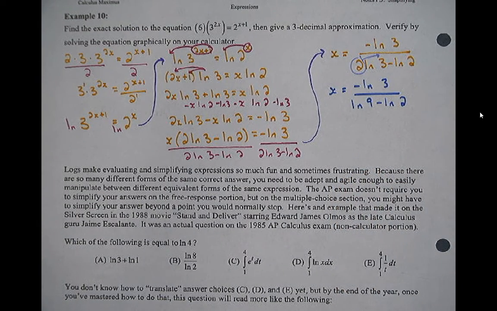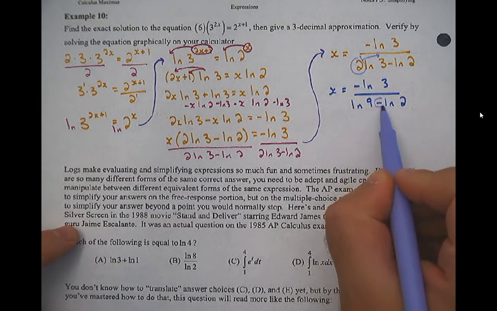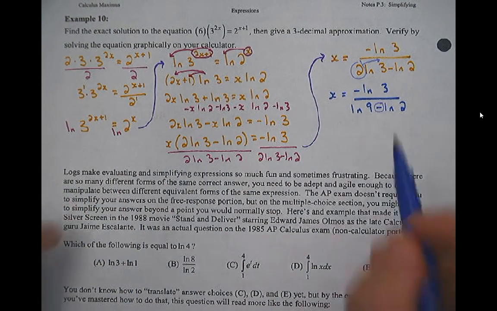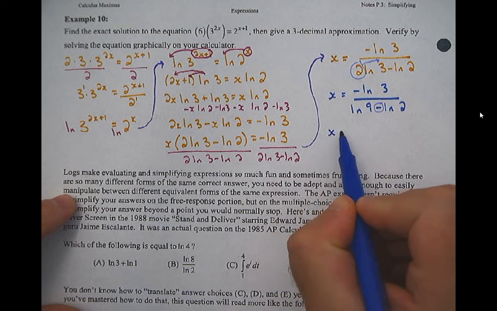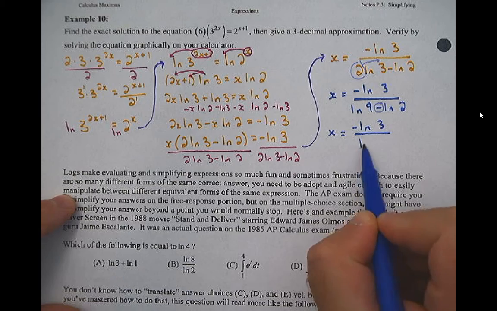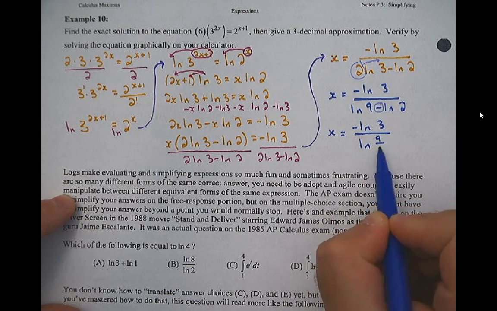Do you see the next move? Do you see one of the log properties that we can apply here? I can't show you how to do it. You have to see it on your own. If you don't start to see it on your own, you'll never make those connections. The next thing I notice is that I've got log subtract log, which means I can condense that into a division. So I would have x equals negative natural log of 3 over the natural log of 9 over 2.